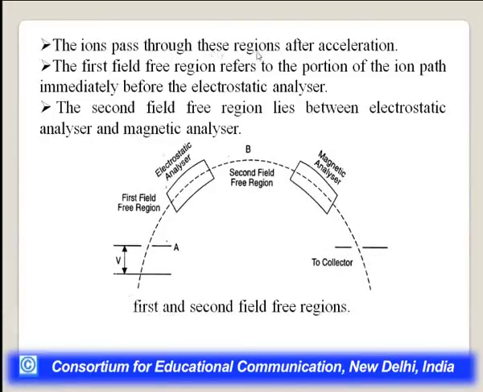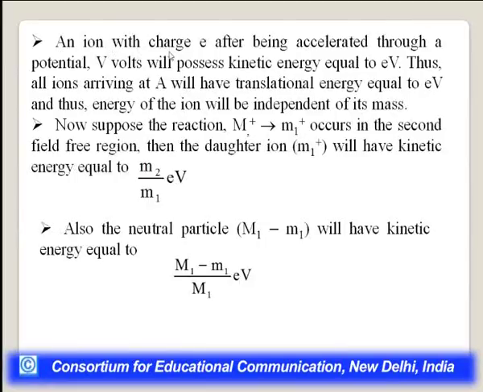The ions pass through these regions after acceleration. The first field free region refers to the portion of the ion path immediately before the electrostatic analyzer. The second field free region lies between the electrostatic analyzer and the magnetic analyzer. An ion with a charge e, after being accelerated through a potential of V volts, possesses kinetic energy equal to eV. Thus an ion arriving at point A will have translational energy equal to eV, and thus the energy of the ion will be independent of its mass.